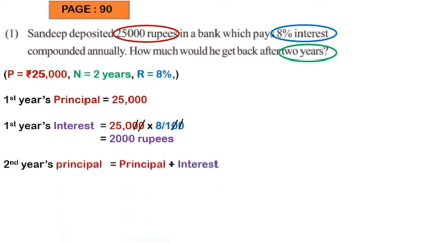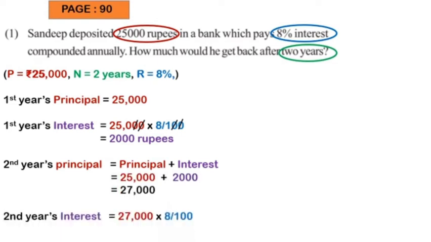Then how much is second year principal amount? Second year principal amount is actual principal amount plus interest, that is 25,000 plus 2,000, that is 27,000. Clear, children? Then how much is second year's interest? 27,000 into 8 by 100. Again, two zeros can be cancelled. So your answer is 270 into 8.